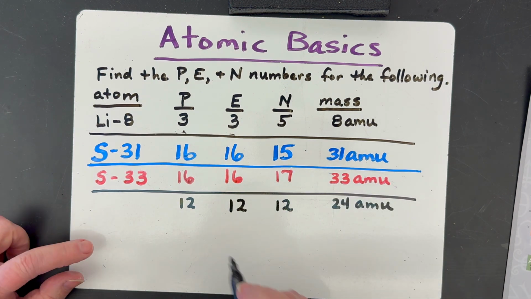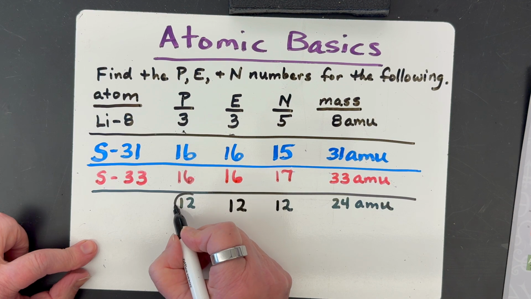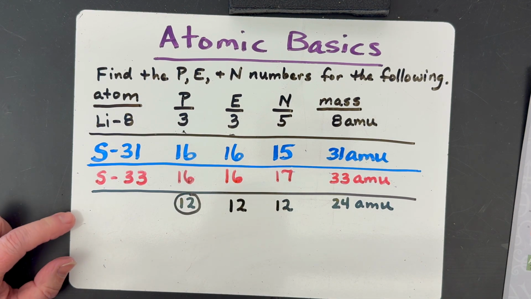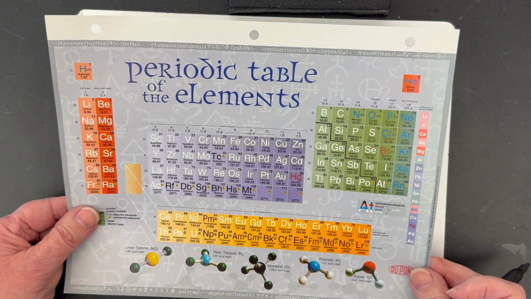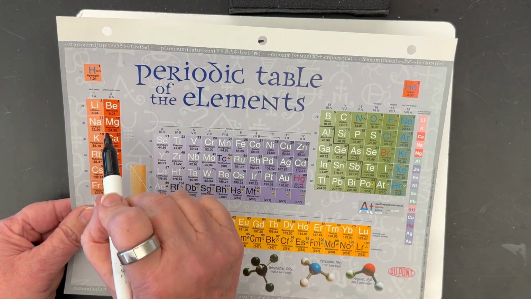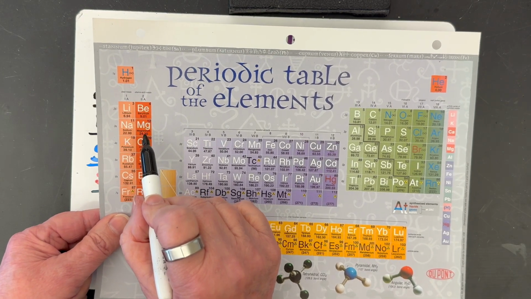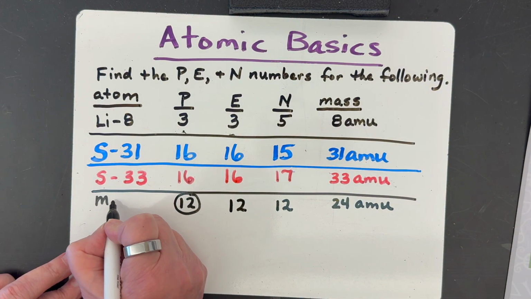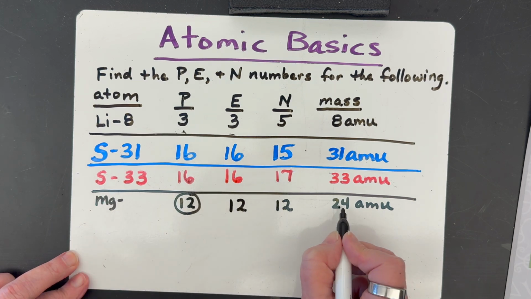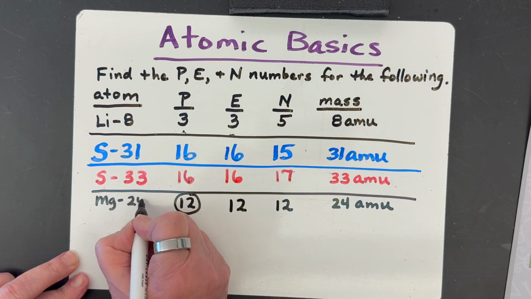To find the element, we're going to use our number of protons. That's our atomic number. And we're going to find number 12. Number 12 is magnesium, Mg. So this will be magnesium, Mg, and our mass was 24.